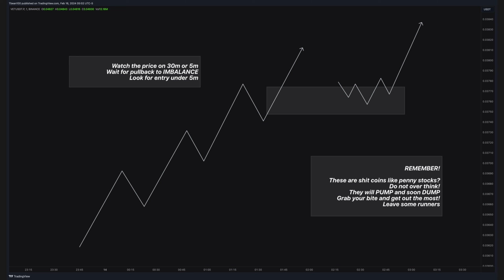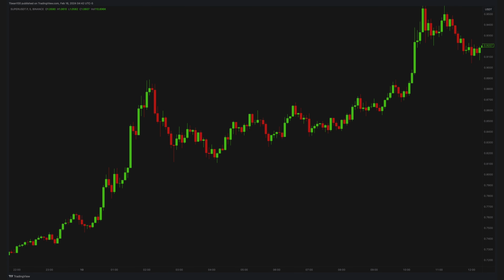Now you must understand this. These are not great coins most of the time, and do not overthink about them. They will pump and a couple of hours later start dumping. You just grab your bite and get out, and leave some runners for a possible further pump. That's it. Let's do a couple of recaps from my trades.